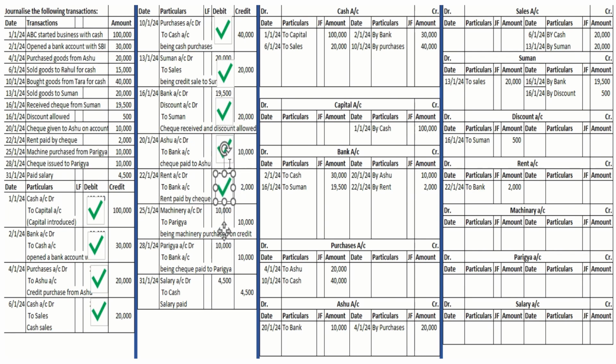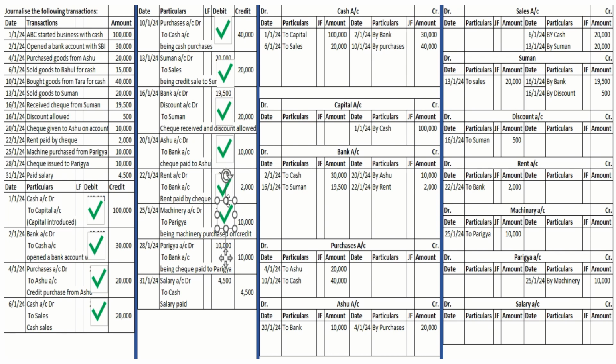Next entry, machinery to Parigya. Both the accounts we need to create. I already created. Machinery account, it should be recorded in the debit side. So 21st, to Parigya, amount was 10,000, and in Parigya account it should be credited by machinery 10,000. That one also got finished.